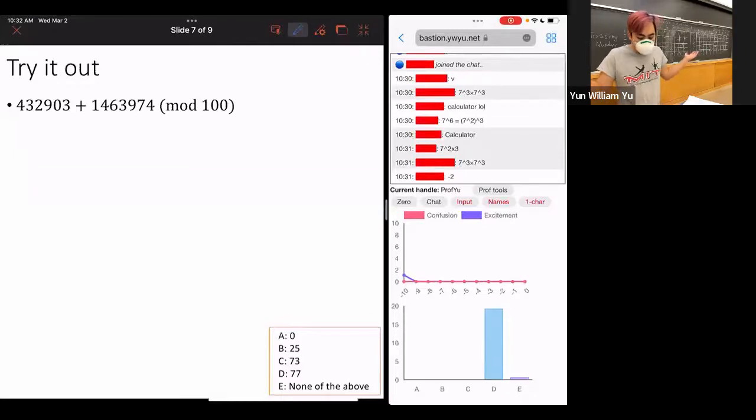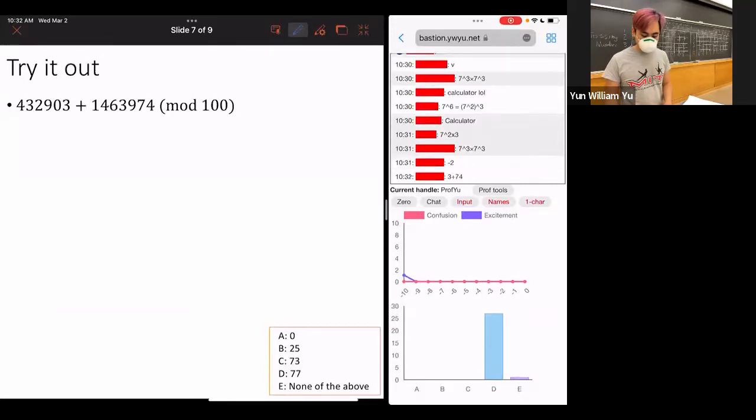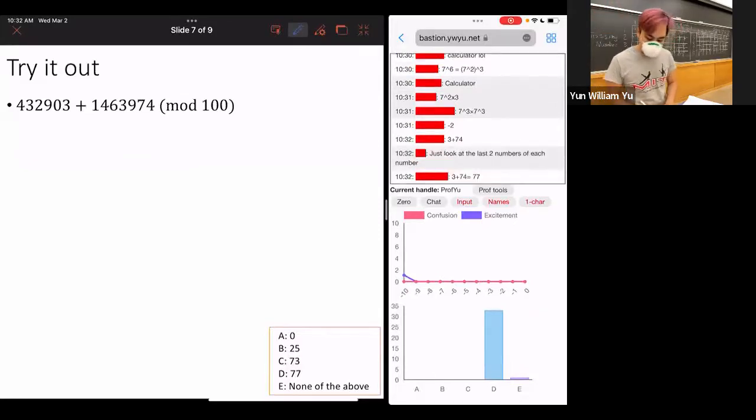So what's the trick to this one? Did you guys just brute force it on your calculators again, or did you do something a little bit more clever? Yes, good. So someone did 3 plus 73. Yeah, so because this is mod 100, you only need to look at the last two numbers. And so this entire thing is equivalent to 3 plus 74, which is equivalent to 77. And so yes, you could have typed all these numbers into your calculator, but you really didn't need to.